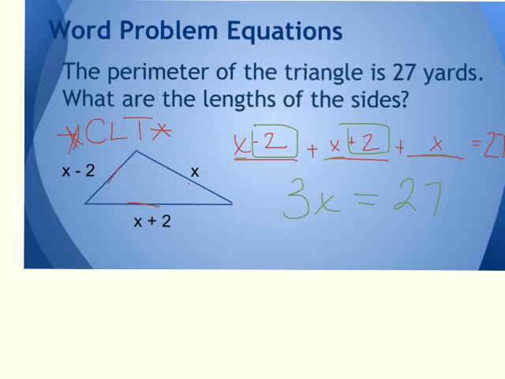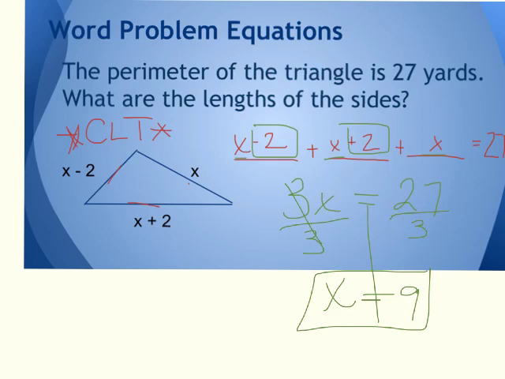So I just have a simple one-step equation. 3 times x equals 27. How do I undo multiplication? By dividing both sides by the coefficient. Divide both sides by 3. What's left is x equals 9.